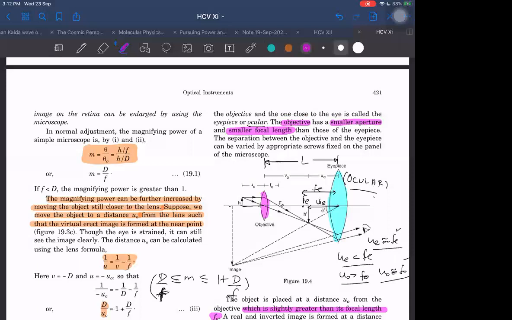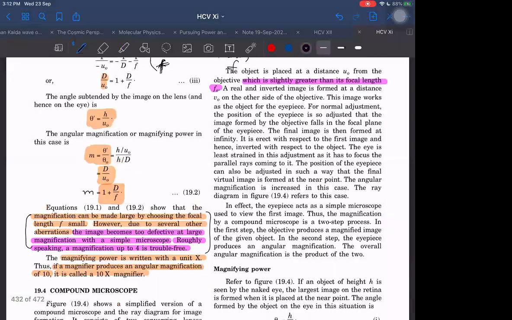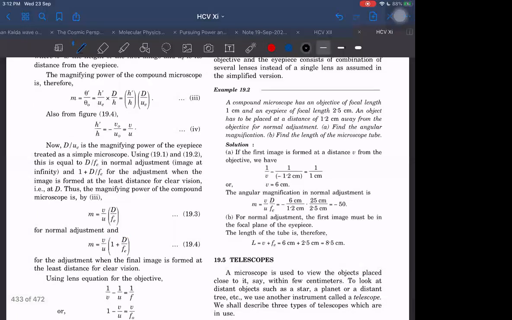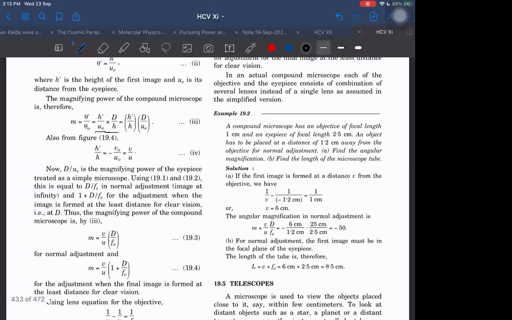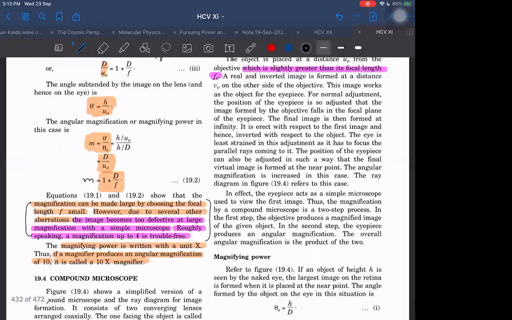See here once. This triangle and the other one, this one. In one triangle, we have h dash upon v naught, h dash upon ue, and this is d upon h. So we get h dash upon h into d upon ue. Theta dash is h dash upon ue, and theta naught is equal to capital D upon h. Let me check.